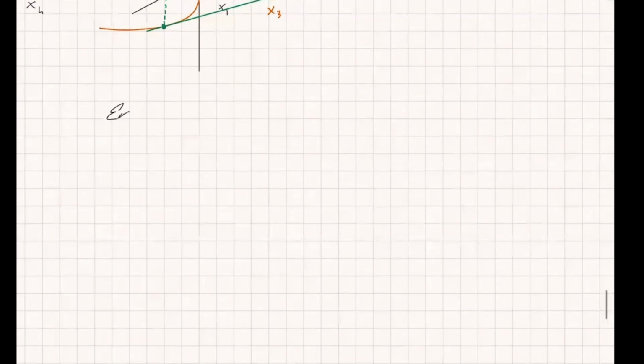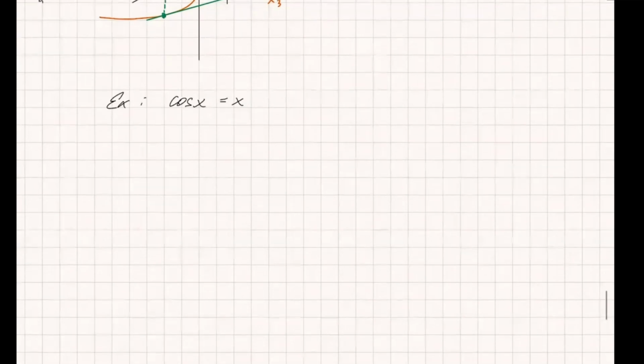Now let's look at another example where we can use this method. Let's say we have cosine x is equal to x. This is the example that we saw at the very beginning. And why not try to use Newton's method to see if we land on something, right? If we can find the actual solution or root.